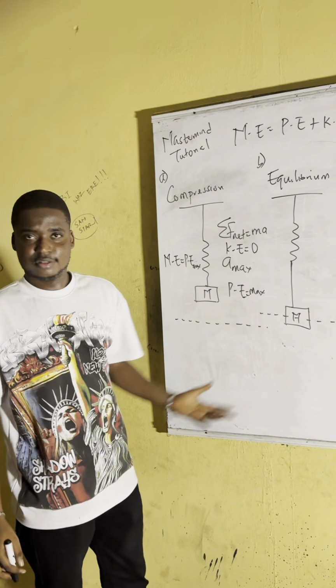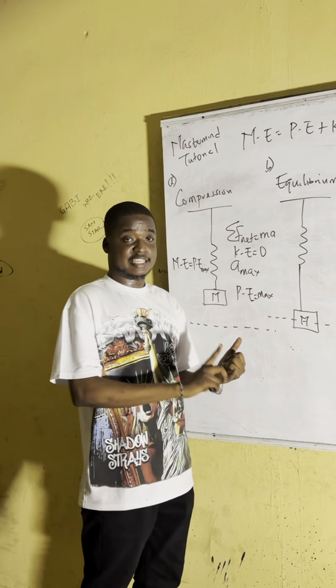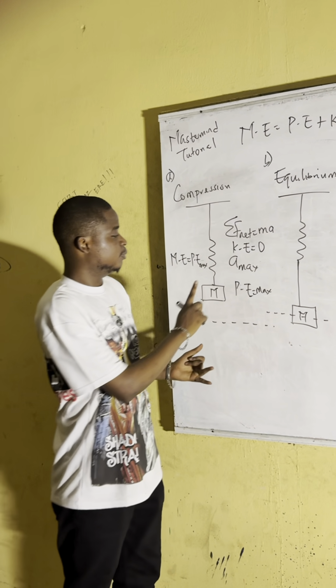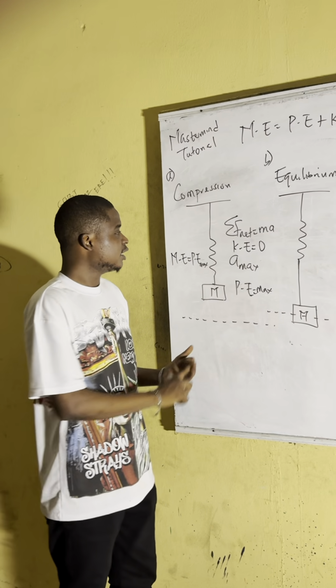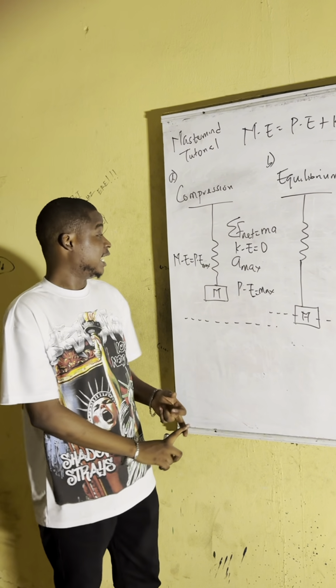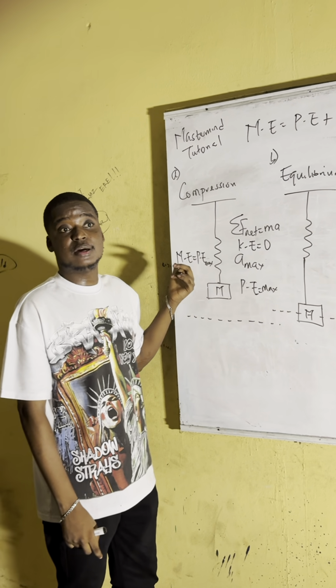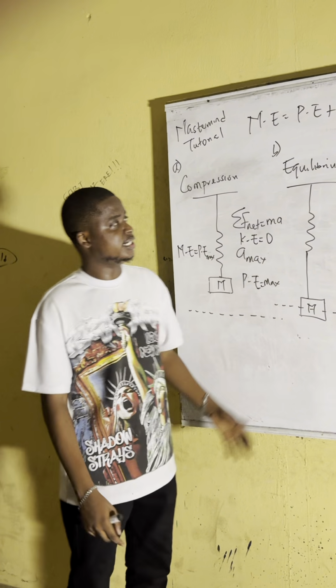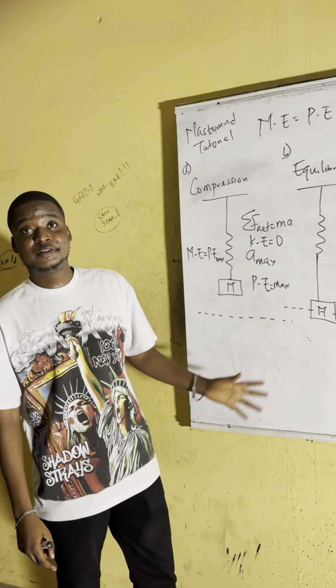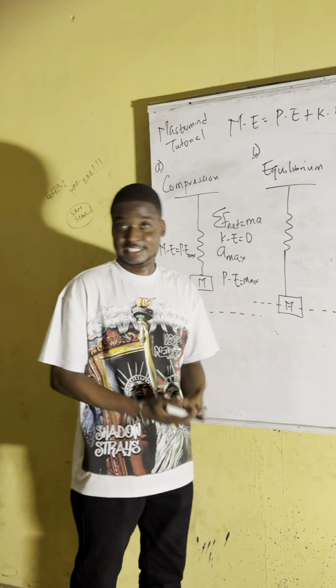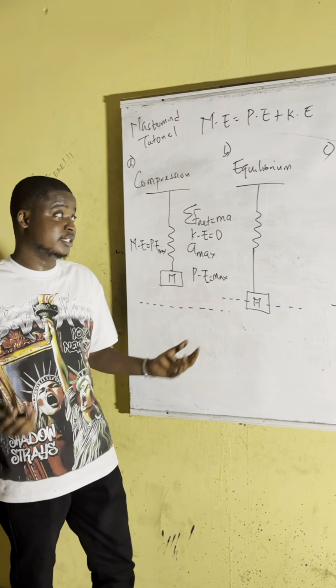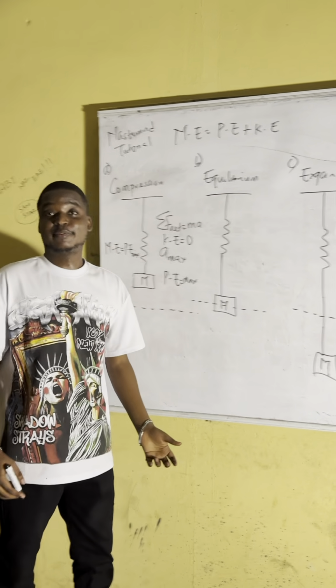So, in compression, the acceleration is maximum, the potential energy is maximum, the kinetic energy is zero, and the mechanical energy is equal to the maximum potential energy. Now, I will leave the equilibrium for you, the audience, to tell me what you feel it to be. Let's go on to expansion.